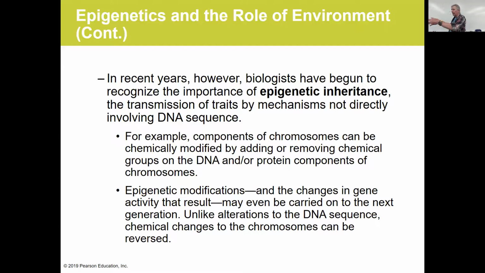Okay, so here's epigenetic inheritance. This is how biologists came to recognize the importance of epigenetic inheritance, the transmission of traits by mechanisms not directly involving the DNA sequence. Components of chromosomes can be chemically modified by adding or removing chemical groups on DNA or protein components on chromosomes. Epigenetic modifications and the changes in gene activity that result may even be carried on to the next generation. Some of these epigenetic changes can actually be carried on. The mechanism, I'm not sure how it is, but maybe it's because of these chemical changes to chromosomes. These chromosomes are passed on to your offspring and they've been modified by you, so this epigenetic change is passed on.